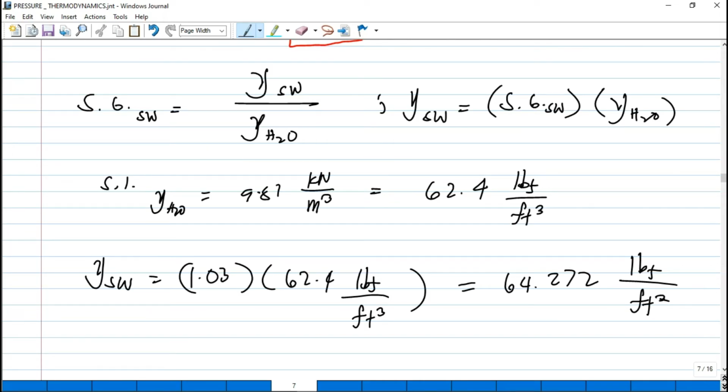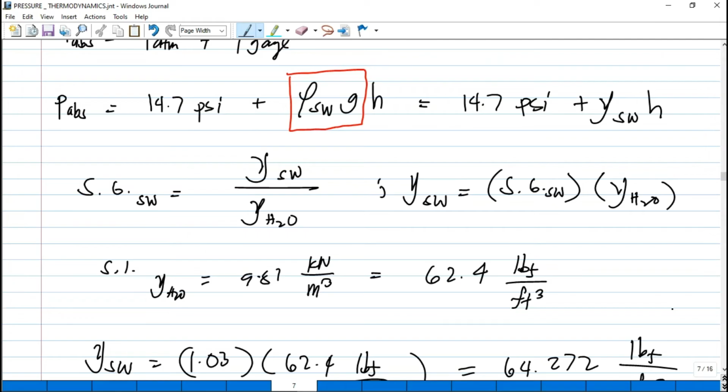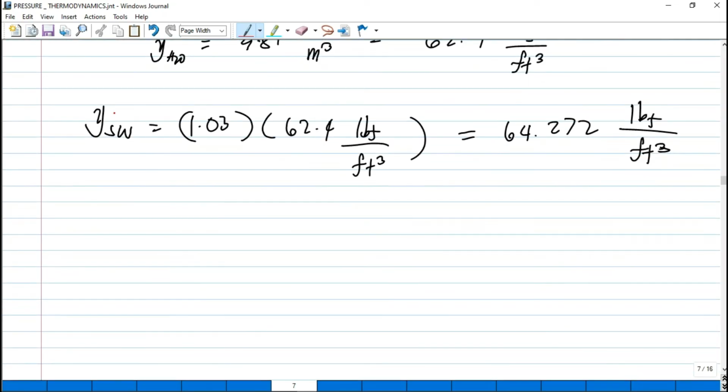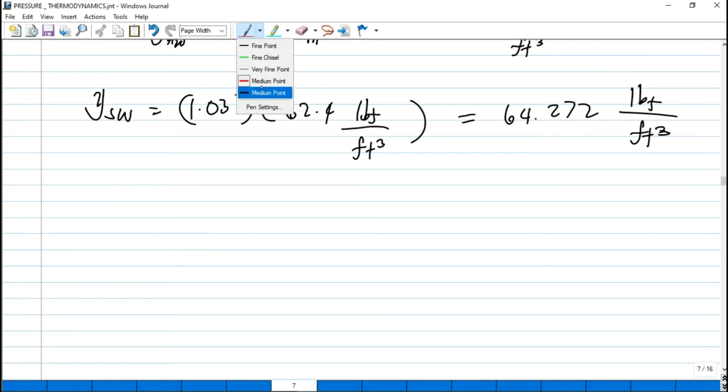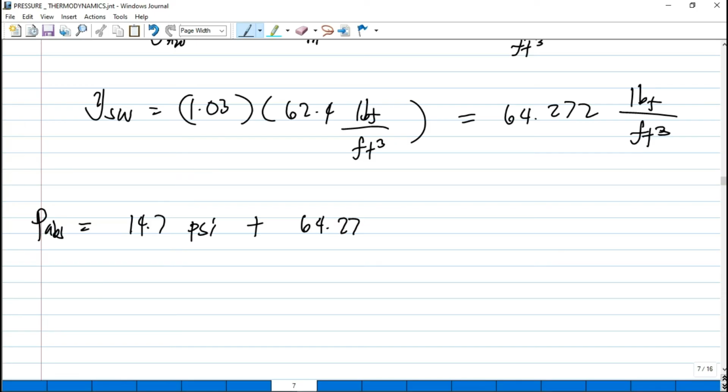Okay, so eto guys, ang i-insert nating specific weight of seawater here. H is given, so we can compute for the absolute pressure at that height, pressure na nag-exert sa submarine. So absolute pressure is atmospheric 14.7 psi plus specific weight of seawater, 64.272 pound force per cubic feet. Ito guys is pound force per square inch, so hindi natin siya pwedeng i-combine agad. I-convert muna natin itong pound force per cubic feet.